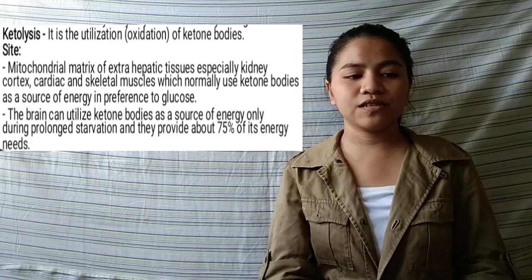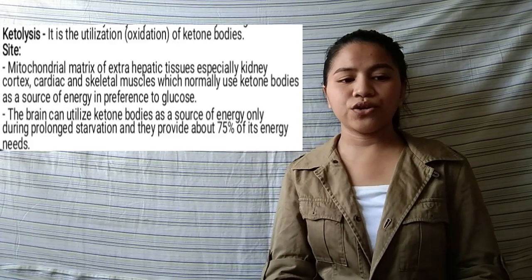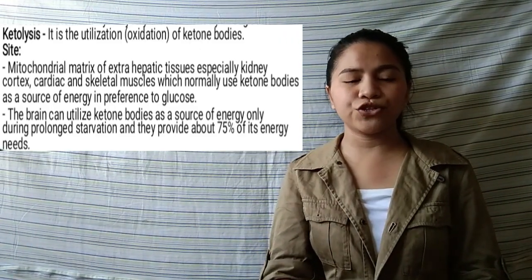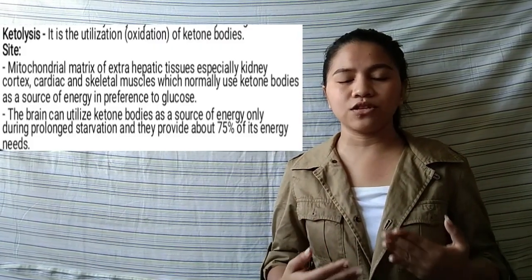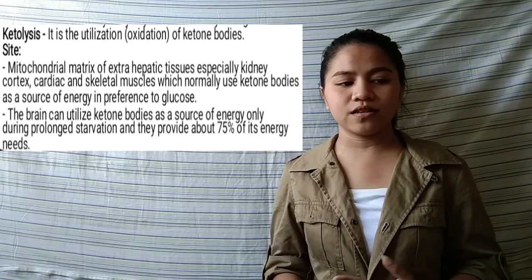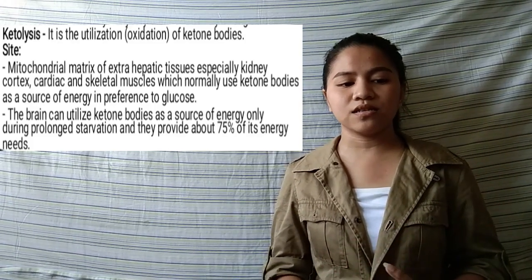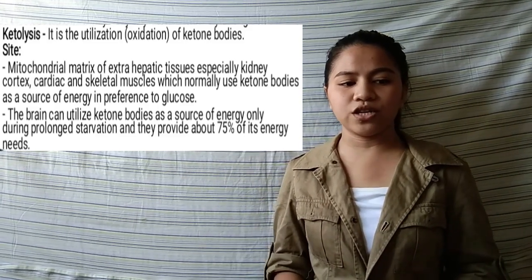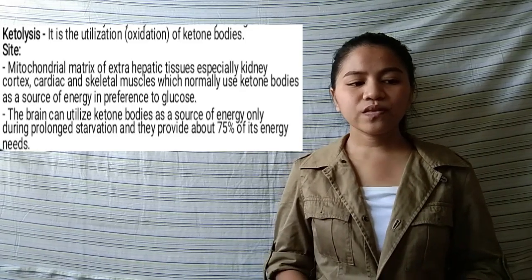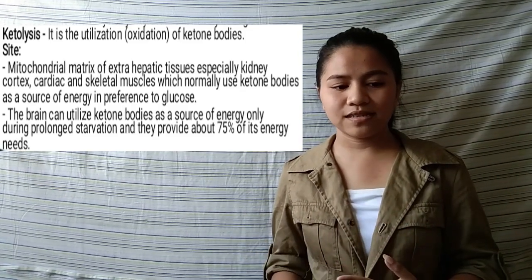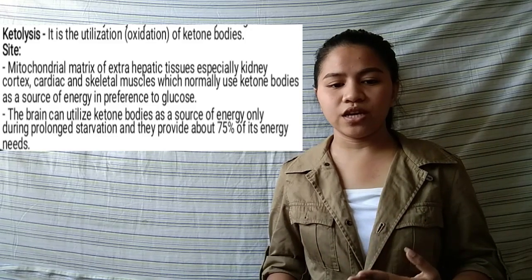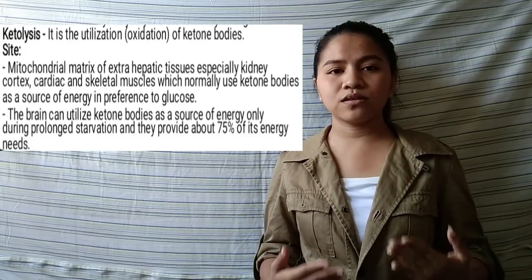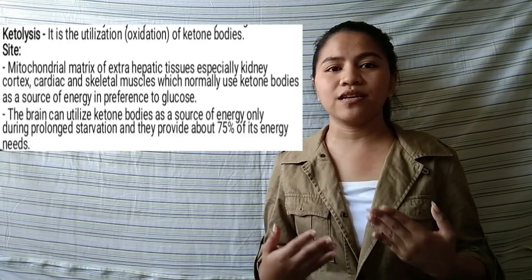Let's proceed to ketolysis. Ketolysis is the utilization or oxidation of ketone bodies. The site of ketolysis is the mitochondrial matrix of extrahepatic tissues, especially kidney cortex, cardiac and skeletal muscles, which normally use ketone bodies as a source of energy in preference to glucose. The brain can utilize ketone bodies as a source of energy only during prolonged starvation, and they provide about 75% of its energy needs.